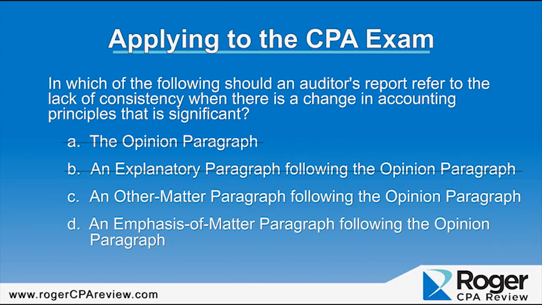C says an other matter paragraph following the opinion paragraph, but again, we know that's not correct because an other matter paragraph is used only to provide information about something that's not reported on and disclosed in the financial statements, which a change in accounting principles would be. The last choice is the correct one, an emphasis of matter paragraph following the opinion paragraph, since a change in accounting principles is, in fact, properly disclosed and reported in the financial statements, or it's a departure from GAAP. If the only issue is consistency, then this would be reported in an emphasis of matter paragraph after the opinion paragraph.